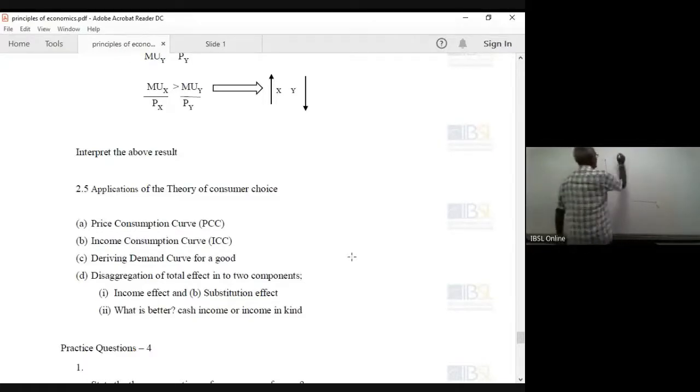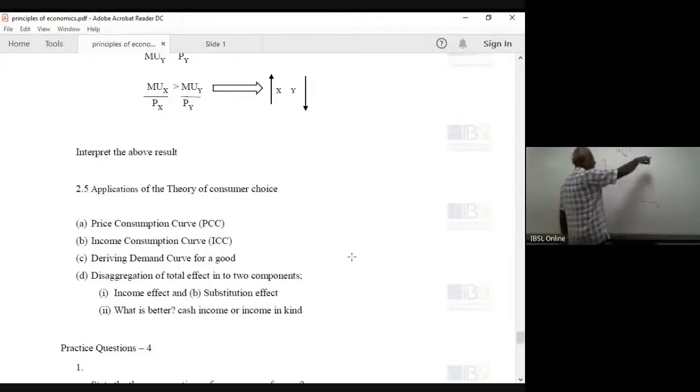When the budget line, PY constant, income constant. When I put brackets, they are constant. Suppose price of X decreases. What is the notation? Price of X decreases, PY constant, I constant. Then the budget line rotates around this point. That is the price of X decrease.